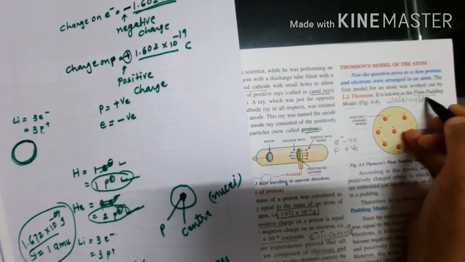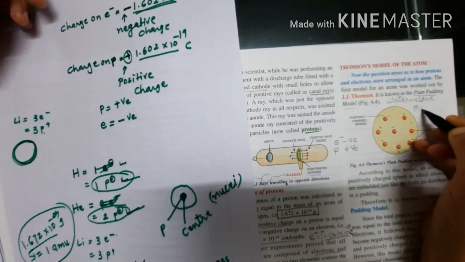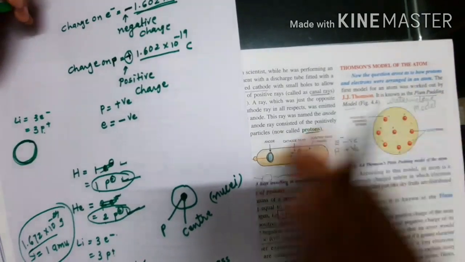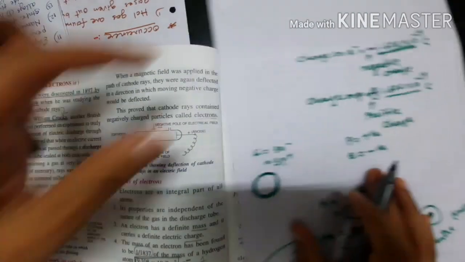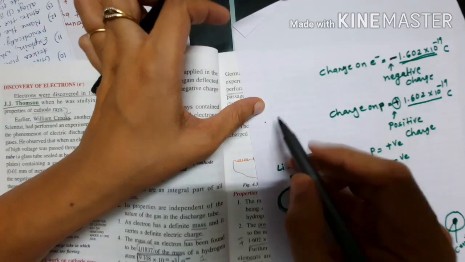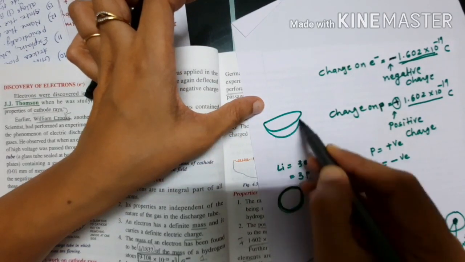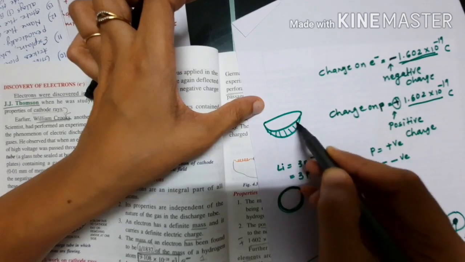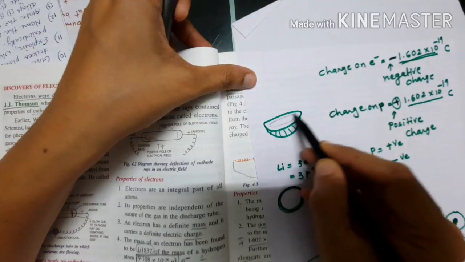Watermelon model. You can write like this, watermelon model. Why is it the watermelon model? If you know the watermelon, suppose I take out a piece of the watermelon like this. This is the watermelon, and on the inner side there is a red part.